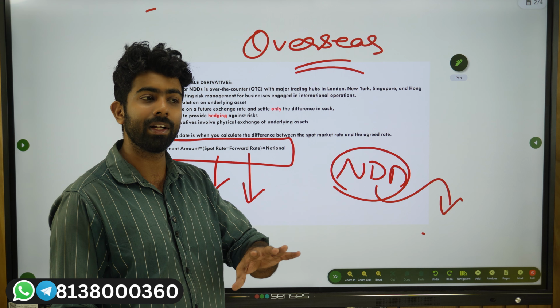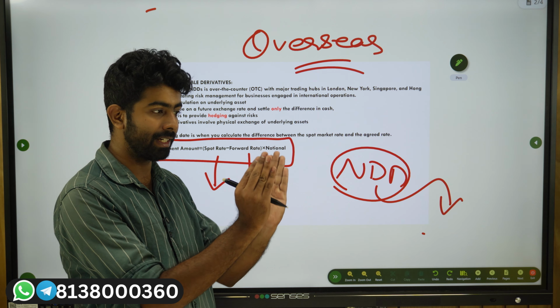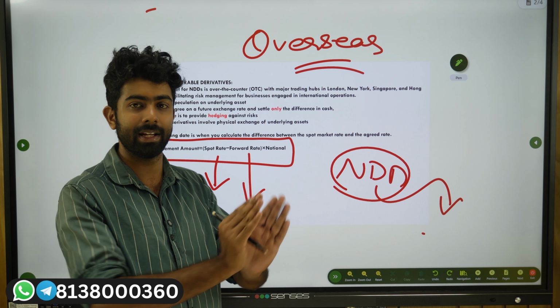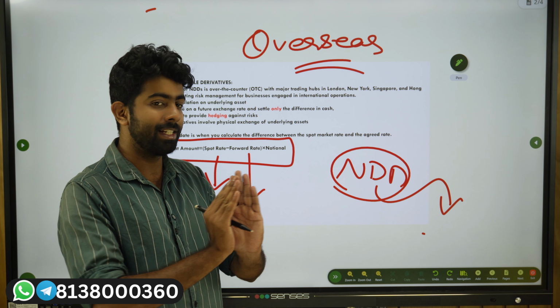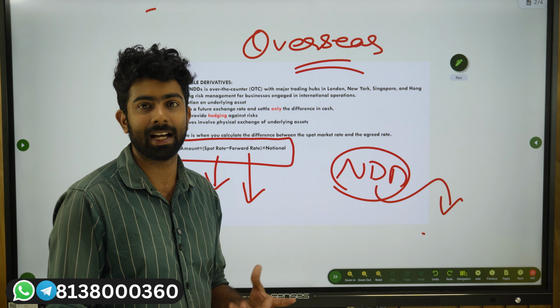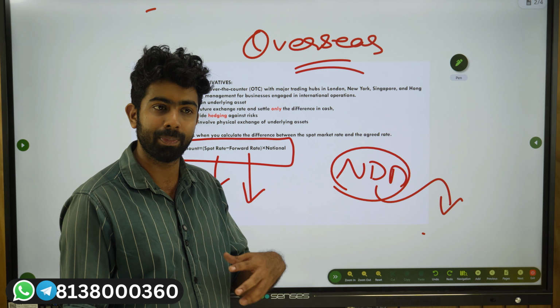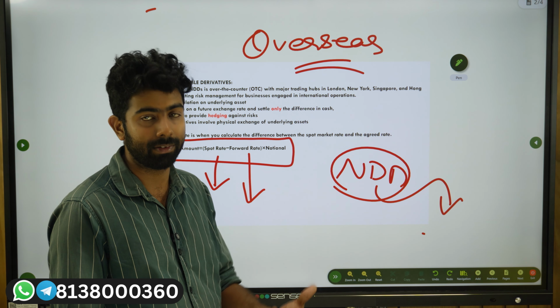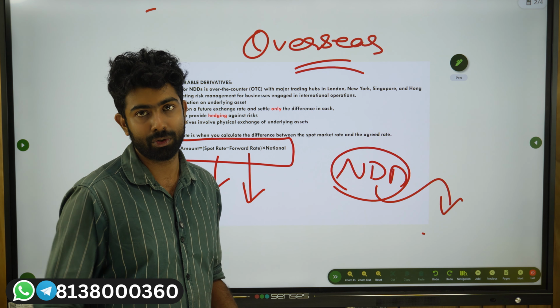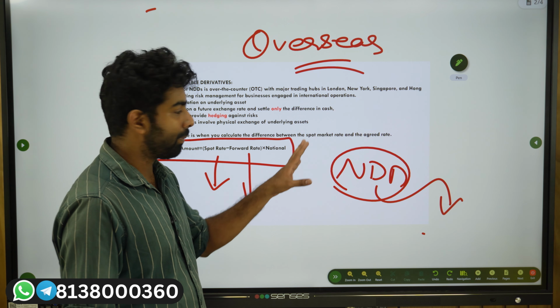It is not connected to the fundamentals of the economy because it does not happen within the domestic territory of India; it happens overseas. So it is purely speculation. The original idea of NDD was to hedge against currency risk, but it has become a speculative instrument. People are entering into it to get that market arbitrage. So that's the basic idea regarding non-deliverable derivatives.